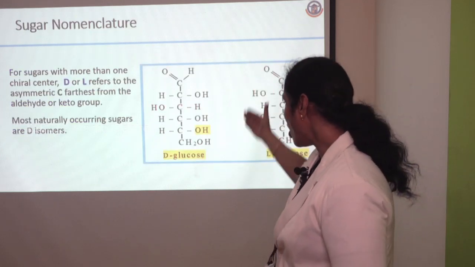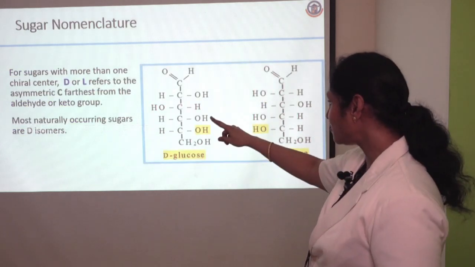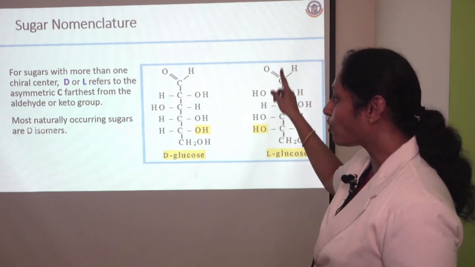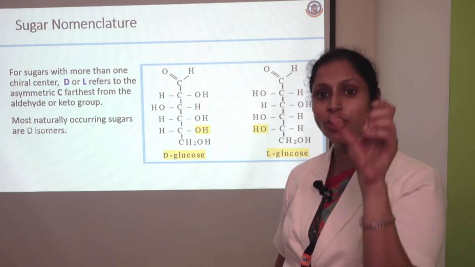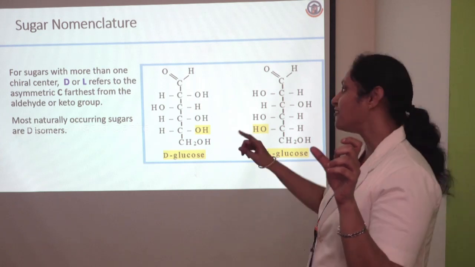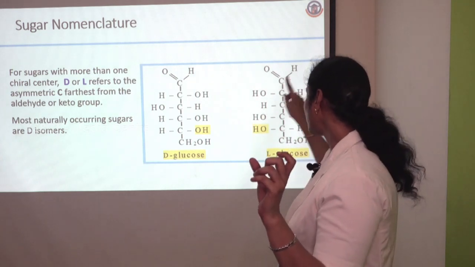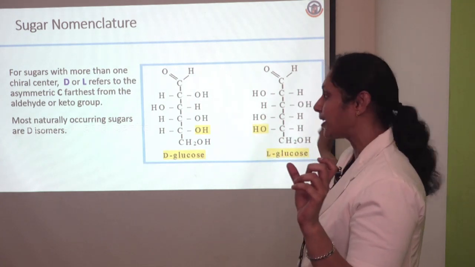And this is the nomenclature of glucose with reference to D and L glucose. So we are going to take glyceraldehyde as a reference compound, and we are going to name glucose as D-glucose and L-glucose.